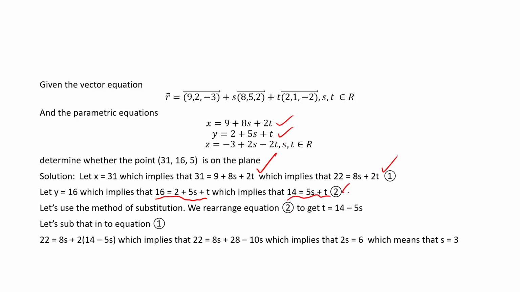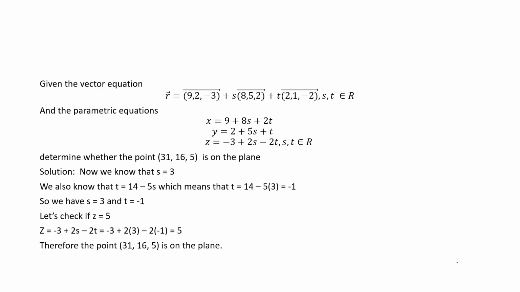And so rearranging equation 2, we'd get that t is equal to 14 minus 5s. And we could then take that and plug it into equation 1. When we do that, we would get that 22 ultimately is equal to 8s plus 2t minus 10s, meaning 2s is 6, or in other words, s is 3. Then we're going to be able to solve for t, now that we know that s is 3. Earlier we said t would be 14 minus 5s, so that would mean t is negative 1. So what we've done now is we've solved for s and for t, what we get when we let x be 31 and y be 16. But we're not done.